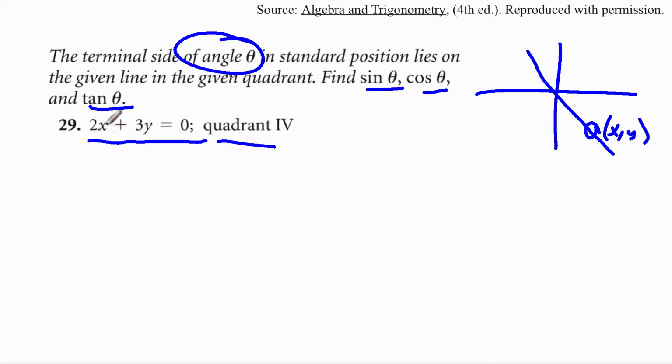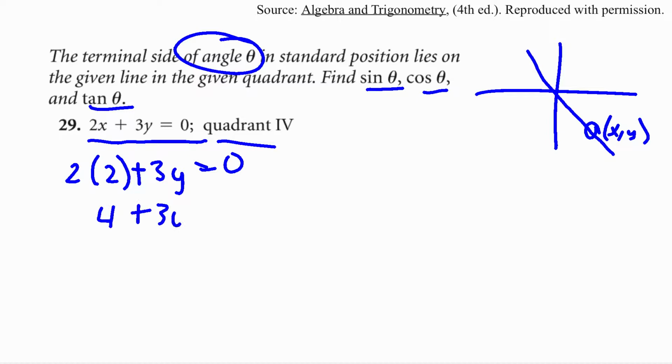So why don't we pick, say, 2. Let's see if that'll work. So I put a 2 in for x. So 2 times 2 plus 3y is equal to 0. 2 times 2 is 4, so 4 plus 3y is equal to 0. And then I move the 4 over to the other side, so 3y is equal to negative 4. And then I'll divide by 3.